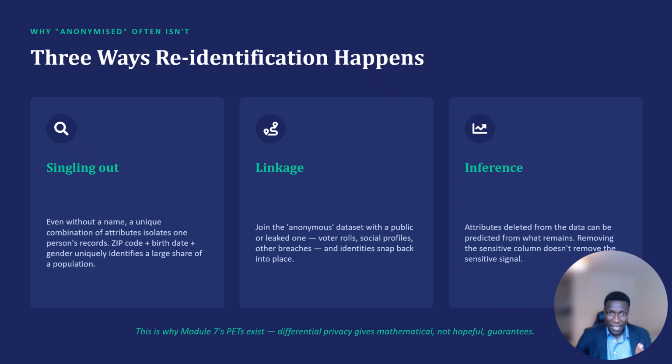Lastly, inference. Deleting the sensitive column doesn't delete the sensitive signal. It can still be predicted from what remains in your data. Now, hold on to this slide. When we reach differential privacy in module 7, you'll see how to replace hopeful anonymization with mathematical guarantees.